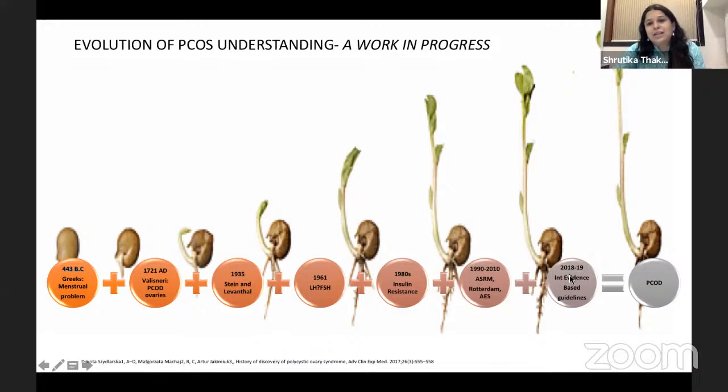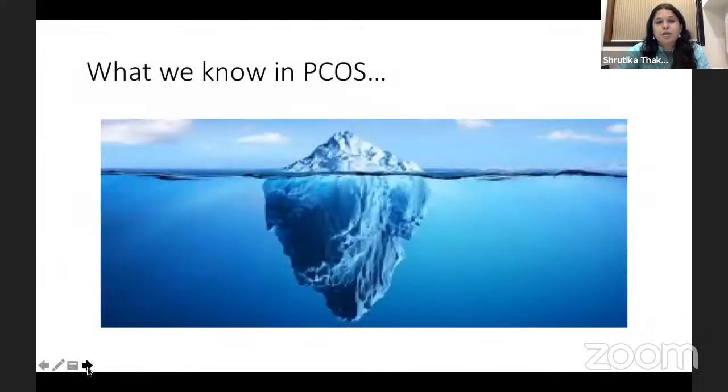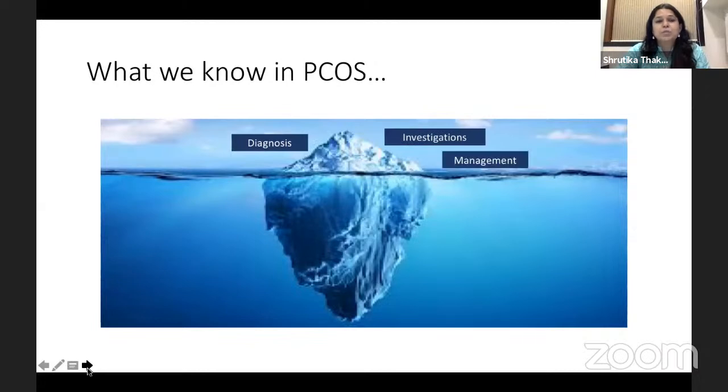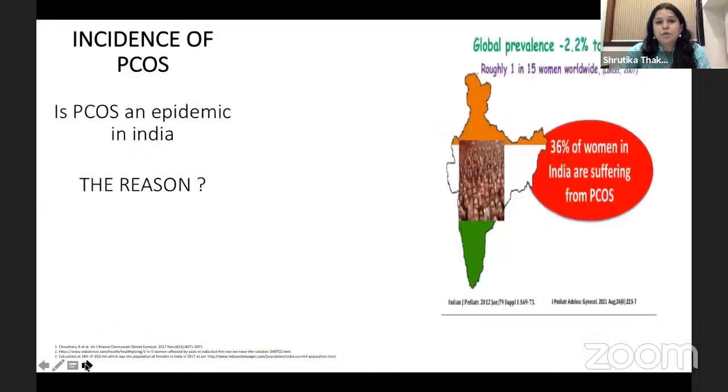But till date, till the 2018-2019 international evidence-based guidelines, we still haven't been able to successfully define the disease. What we know in PCOS is honestly just the tip of the iceberg with regard to diagnosis, investigation, management. We still are learning, we still are understanding, and there is probably so much that we are left to uncover. Today in India, we definitely are on the verge of an epidemic.